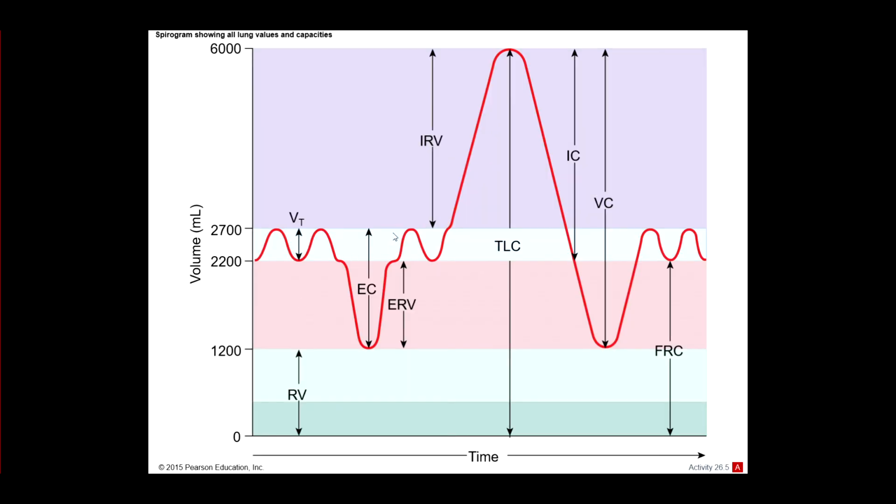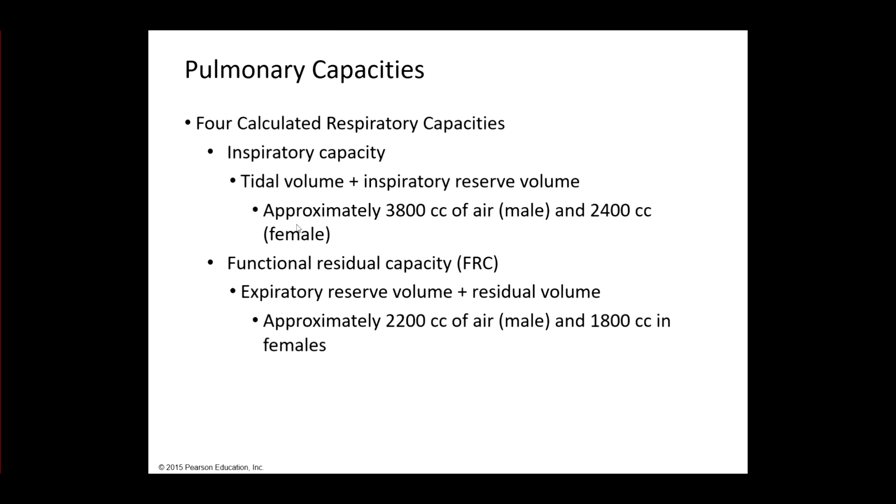Say we do a normal quiet cycle, breathing in, breathing out, and now we take the normal breath in, the tidal volume, and we add it to the inspiratory reserve volume. We're basically adding this line to this line, and that gives us the IC, the inspiratory capacity. We're just adding the two inhalations. Just to give you an idea of the numbers, in a male it's about 3,800. Remember, the IRV in a male is much higher than a female, so there is a big difference here. About 3,800 in a male, and about 2,400 in a female.